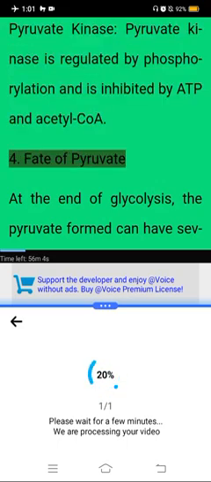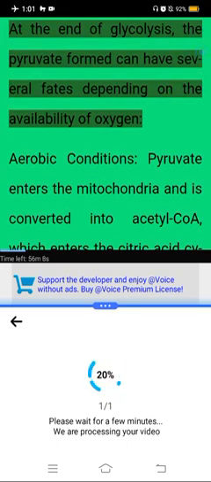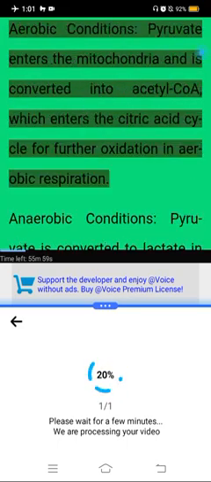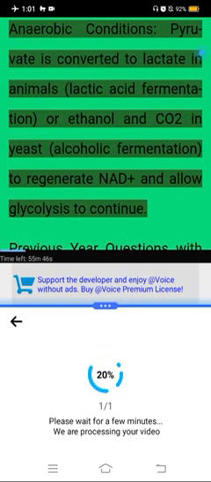4. Fate of pyruvate. At the end of glycolysis, the pyruvate formed can have several fates depending on the availability of oxygen. Aerobic conditions: pyruvate enters the mitochondria and is converted into acetyl-CoA, which enters the citric acid cycle for further oxidation and aerobic respiration. Anaerobic conditions: pyruvate is converted to lactate in animals, lactic acid fermentation, or ethanol and CO2 in yeast, alcoholic fermentation, to regenerate NAD+ and allow glycolysis to continue.